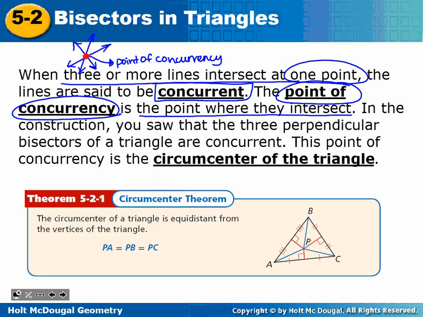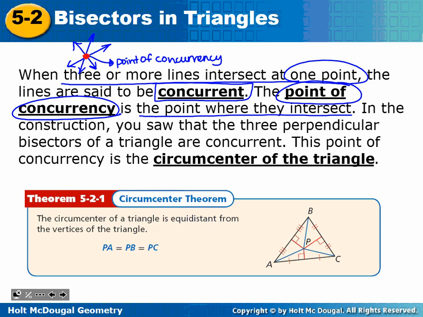And again, it does not have to go through the vertex. It just needs to be perpendicular and bisect. I'm going to pick another side of my triangle, estimate where I think the midpoint is, and draw a line that looks like it's making a right angle. And then I'm going to do it one more time for this third side. So pick a side where you think the midpoint is, estimate that, and then I'm going to draw in the line that looks like it's making a right angle.